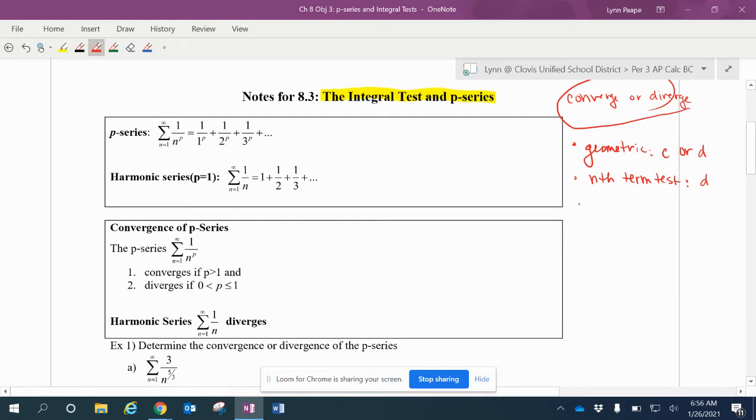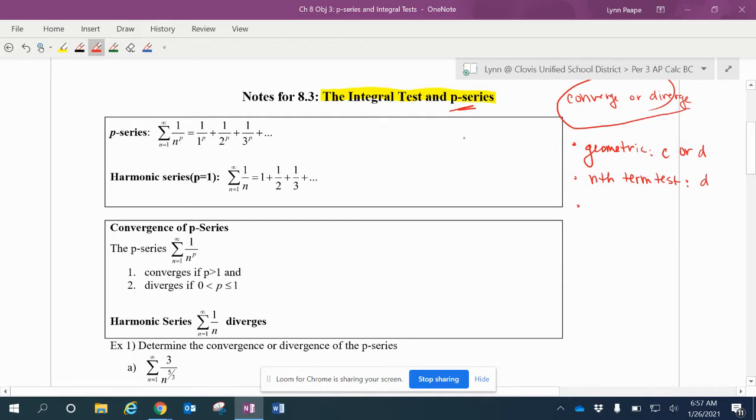And then we also looked at a sequence of partial sums, which helps us to determine convergence and divergence as well. It's not really a test, it's more of an investigation. And now our latest ones are going to be p-series and integral. So we're going to start with our p-series test first.